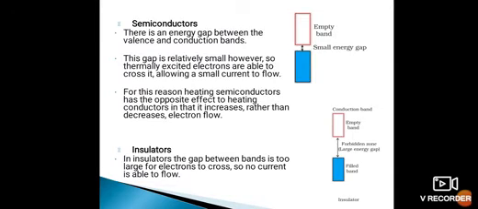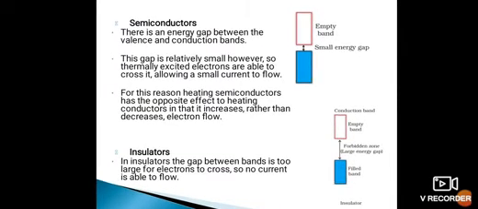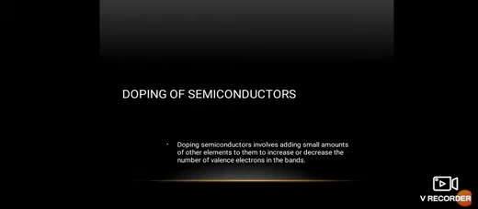Next one. Doping of semiconductors. Usually semiconductors at room temperature, I told you, have low conductivity, which we call intrinsic semiconductors. When we add some external impurities, their conductivity increases. That we call the doping of semiconductors, and we get an extrinsic semiconductor.